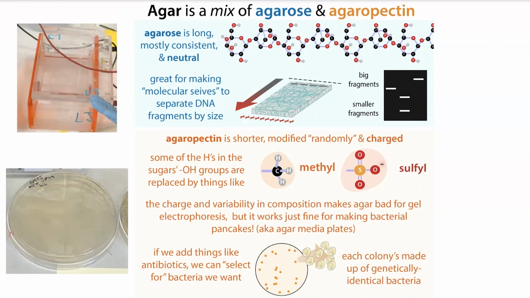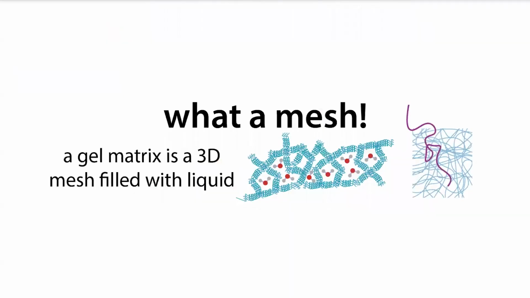And because agar also contains agaropectin, which has modifications, including modifications like sulfur, which are going to be negatively charged. If you imagine what would happen if you tried running DNA through an agar gel, it would kind of get repelled by those groups and it would make your gel run really weird. But we don't really care about that charge and variability if all we want to do is make a gel. And agaropectin is fine for being in there if we want to make a gel.